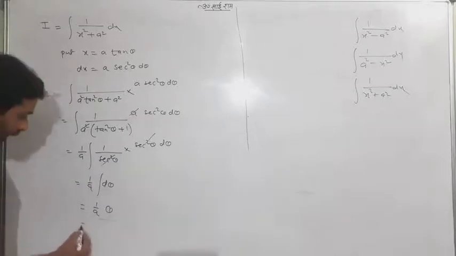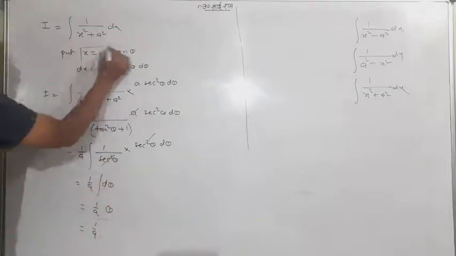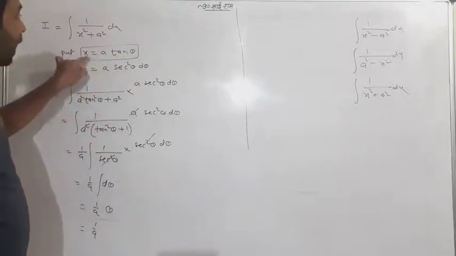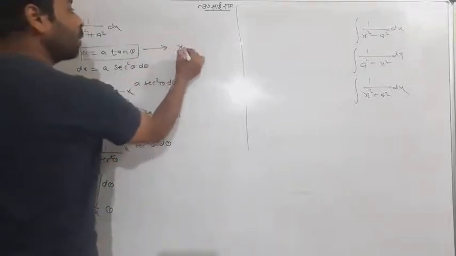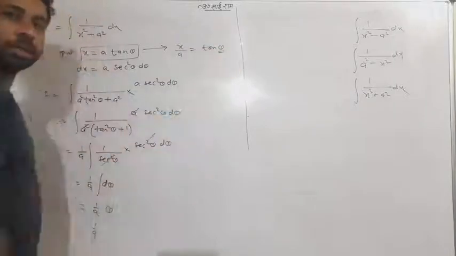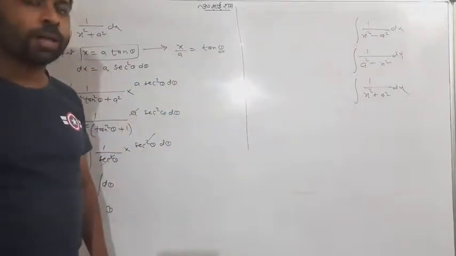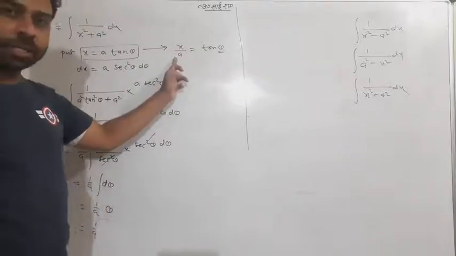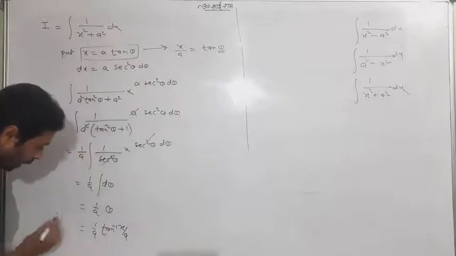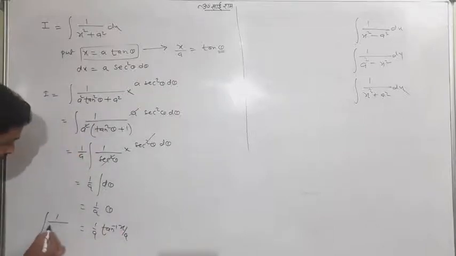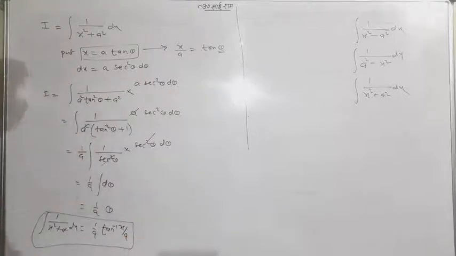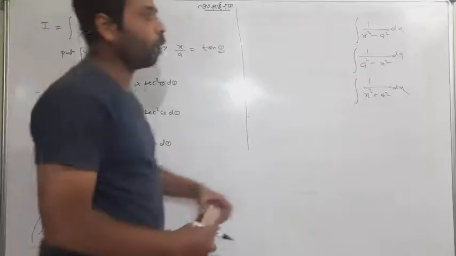You know integration of d theta is theta itself. So what is the value of theta, students? Search the value of theta from here only. How can we obtain theta from here? Transfer a first, meaning x upon a equals tan theta. So theta equals tan inverse x upon a. So the integral of 1 upon x square plus a square is 1 upon a tan inverse x upon a, and this is again the formula you have got. This is the third formula.